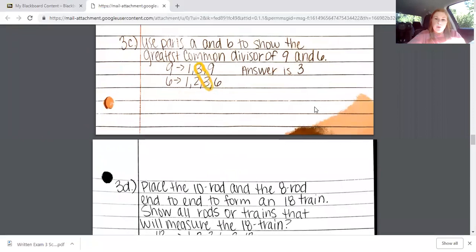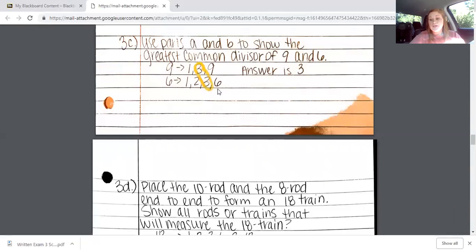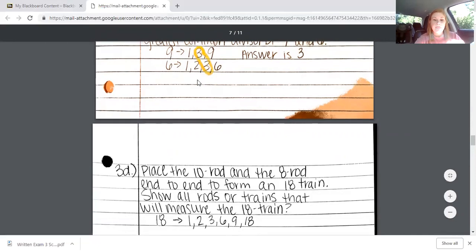3C says to use parts A and B to show the greatest common divisor of 9 and 6. So we're just going to list the divisors like we did in the last problems. 1, 3, 9 for 9, and 6 is going to be 1, 2, 3, and 6. So what we're going to do is find the greatest common divisor between the two numbers. The one number that is listed in both 9 and 6 would be 3. So our answer here is 3 because it's the biggest number that is listed more than once.